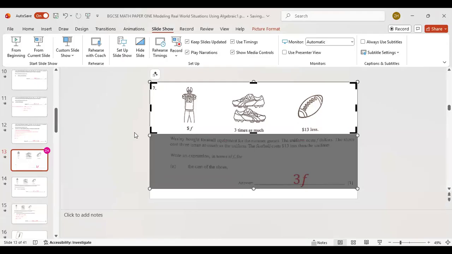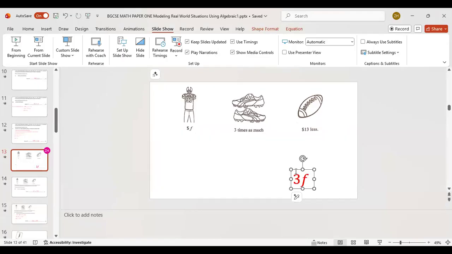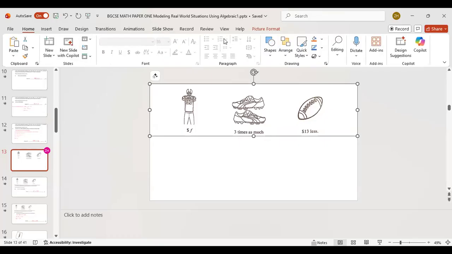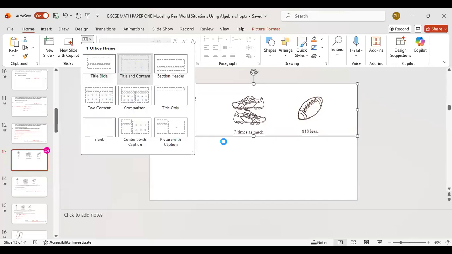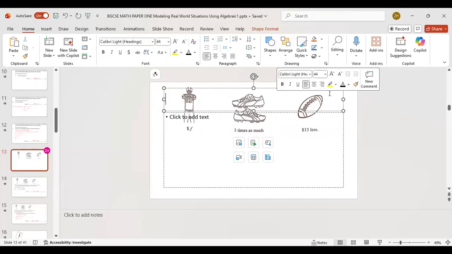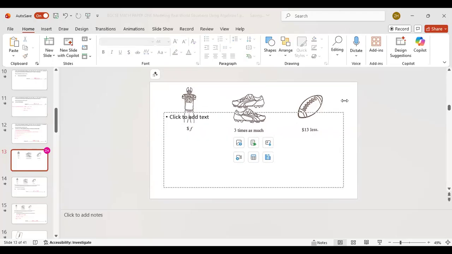Very good. So we see a football, we see cleats, and we see a jersey, right? So let's go ahead and write a question based on this. So we have this question. The question states the following. Let me move this. Good.